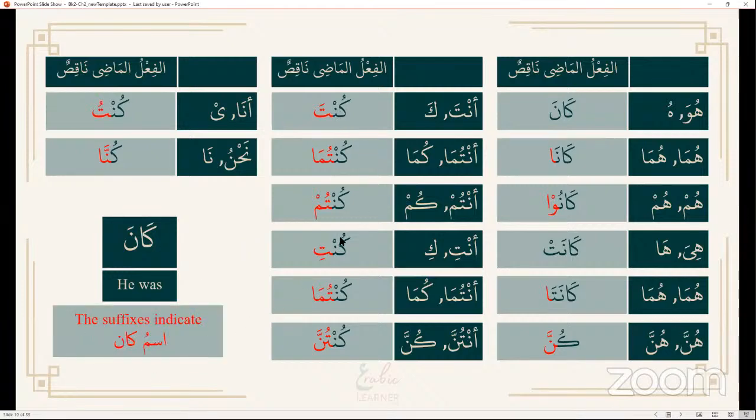Now these suffixes which you see in the red colors, they all represent ismu kana in naqis, particularly in kana. Kana is coming as a mubtada. Kana combined with ismu kana is coming as a mubtada. We can call it a mubtada container. So you can say any of these, kanu, kuntum, kuntunna, all these could be mubtada.